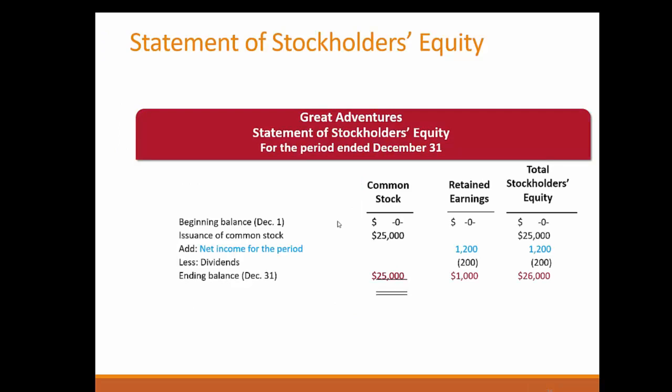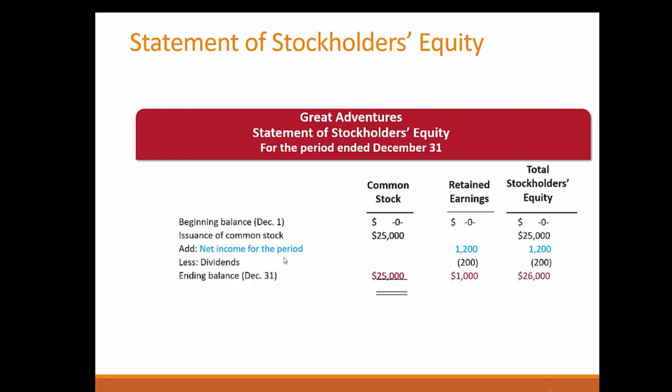So this is how to read the stockholders' equity. Here I start out. Now remember, in our case, this was a brand new company, so we had no beginning balances in our common stock and retained earnings. Then we issued some common stock, and we issued that for $25,000. So $25,000 goes over here to my total. This is a total column.